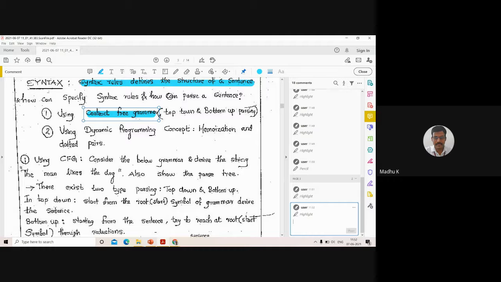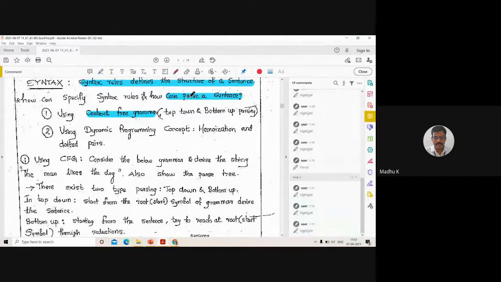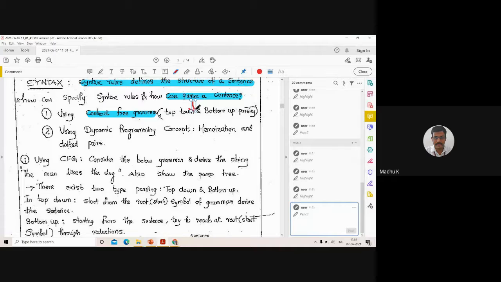Then how can we parse a sentence? We can use top-down and bottom-up parsing methods. In compiler design, you studied various parsers, for example, the recursive descent parser, shift reduce parser, operator precedence parser, LALR parser, CLR parser, etc. There are different parsers. We can use any of them.